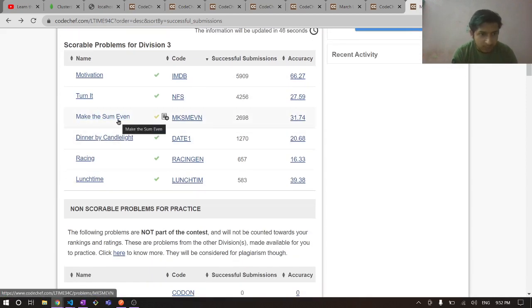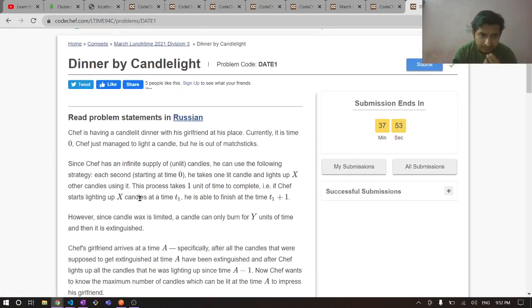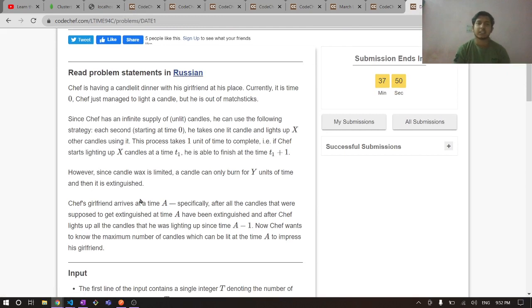making the sum even is done. Now dinner by candle. This question is also really simple. The question says that Chef has a girlfriend, okay, and at time t equals 0, he has only one candle burning, or lit. Okay, and at 1 second delay he can make the next x candles lit. Simple. Okay, so the next x candles will be lit.